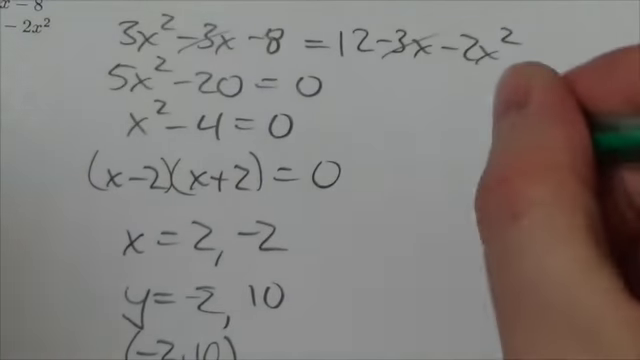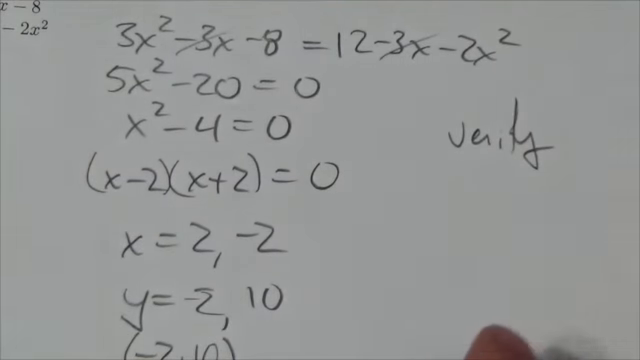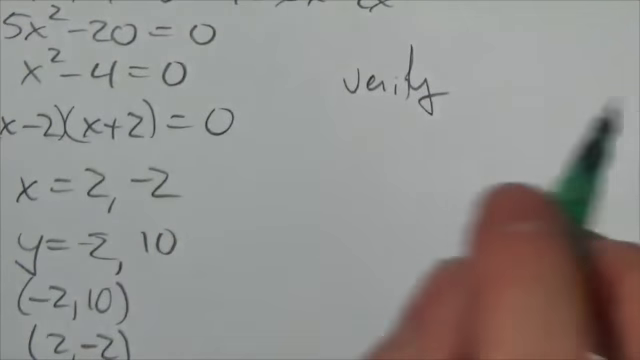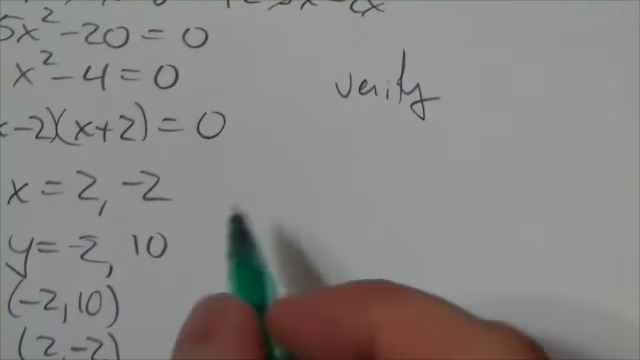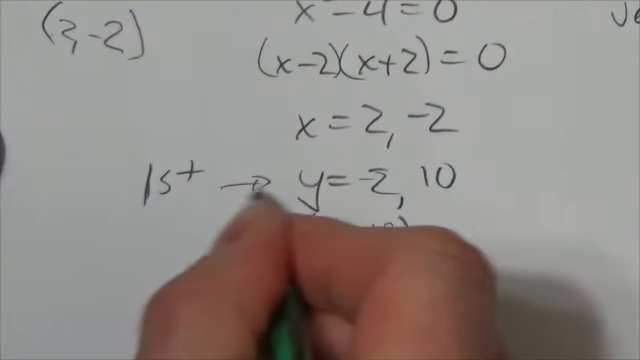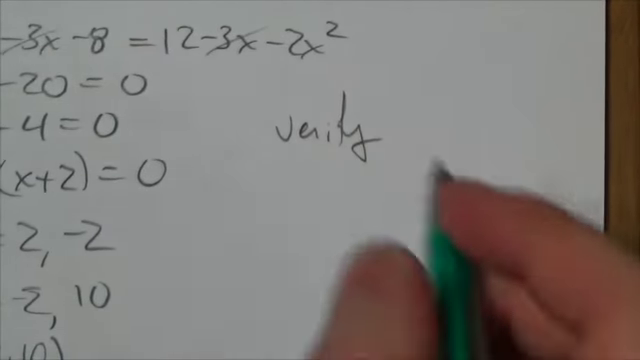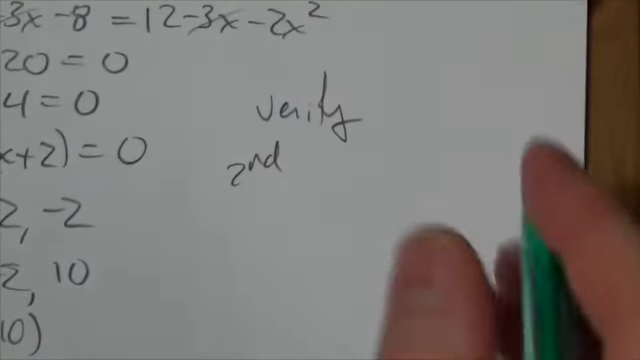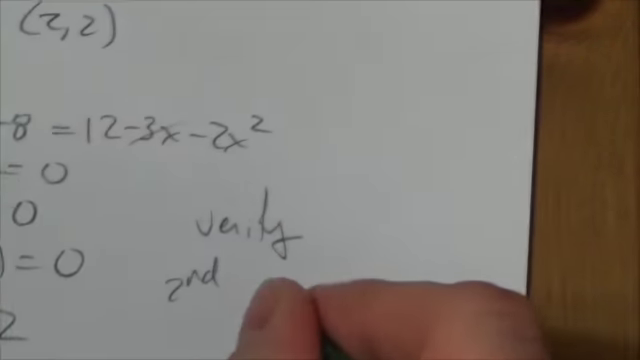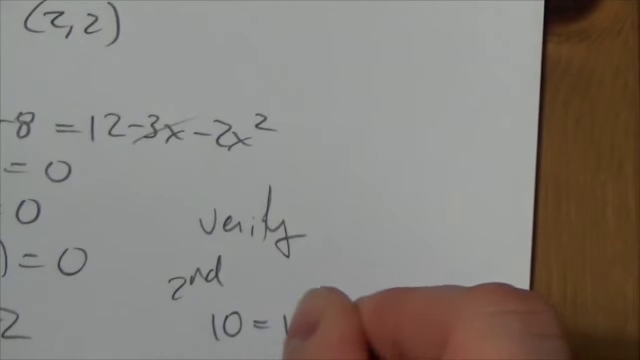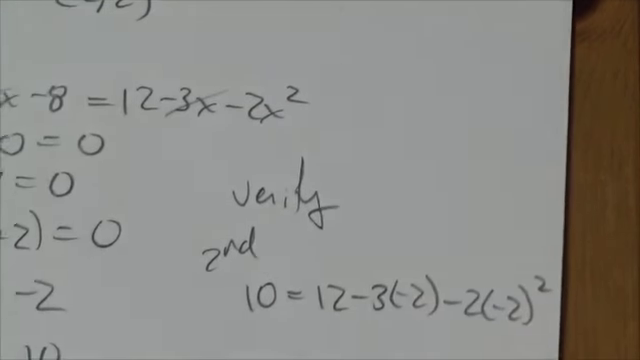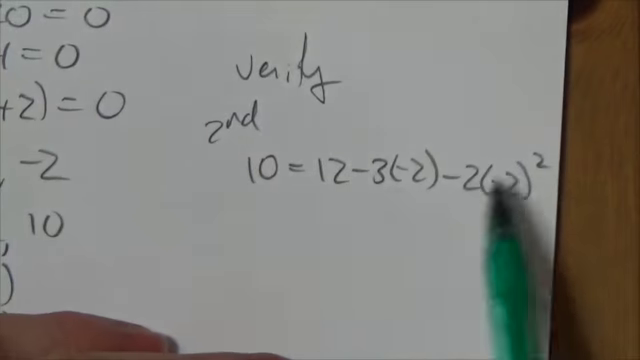So now what I'm going to do to verify, I'm actually going to start to be a little bit more efficient with this. I'm going to use the second equation to verify, because I used the first equation to get those y values. I'm just going to make sure that the second equation also works with those. So we'll take this point here, negative 2, 10, and plug that into the second equation. So is it true that 10 is equal to 12 minus 3 times negative 2 minus 2 times negative 2 squared? Is that true?